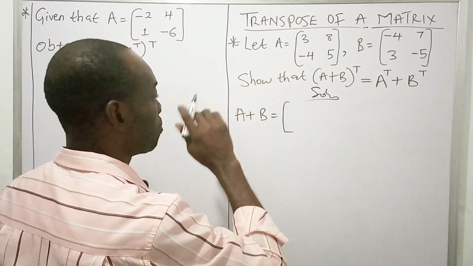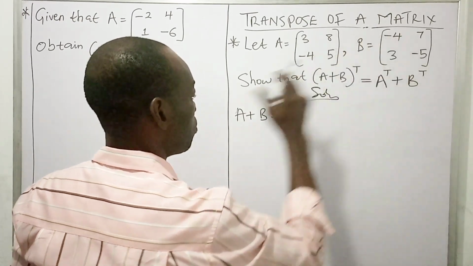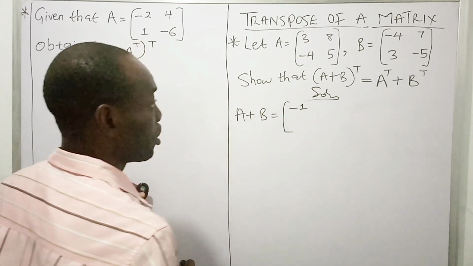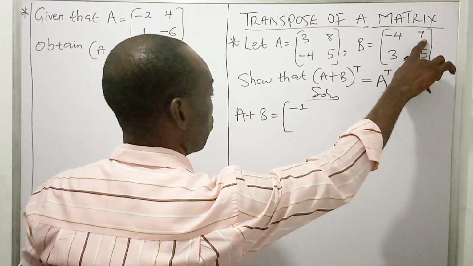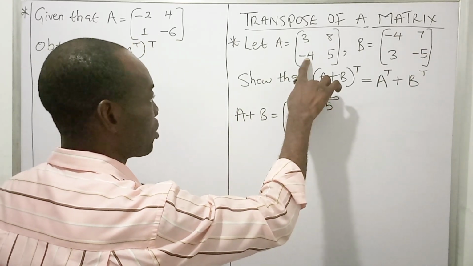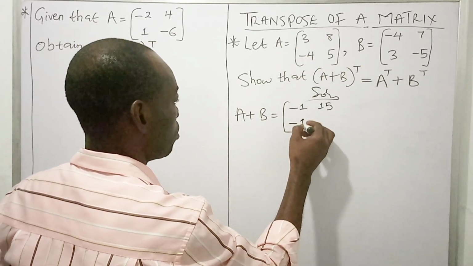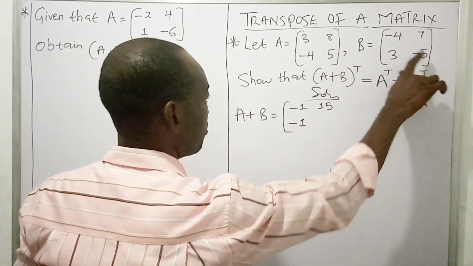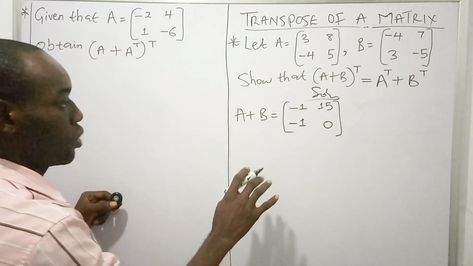Now in simplifying A plus B, 3 plus minus 4 will give us 3 minus 4, so we end up having minus 1. Then we have 8 plus 17, that will give us 15. Then minus 4 plus 3 will give us minus 1. Then 5 plus minus 5 should give us 0. Now this is A plus B.